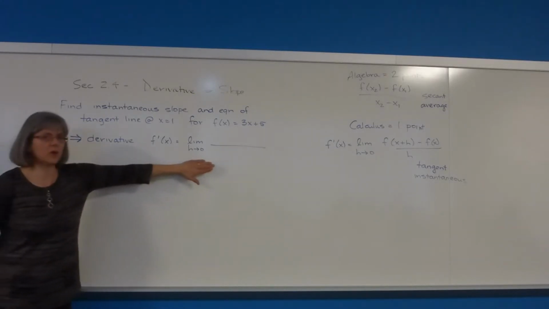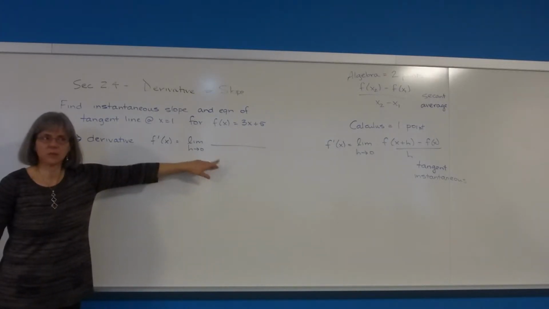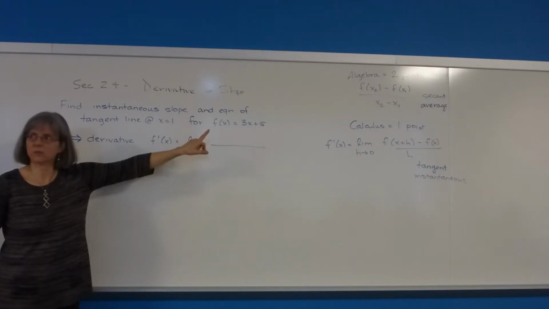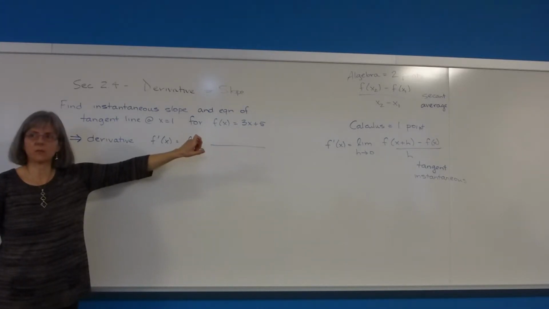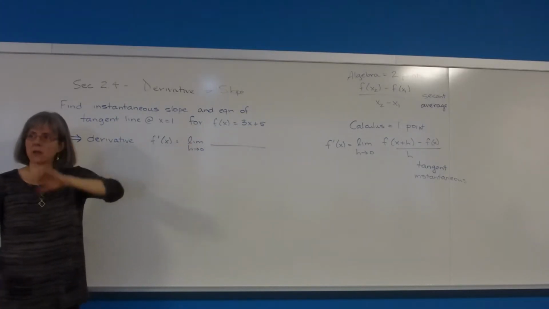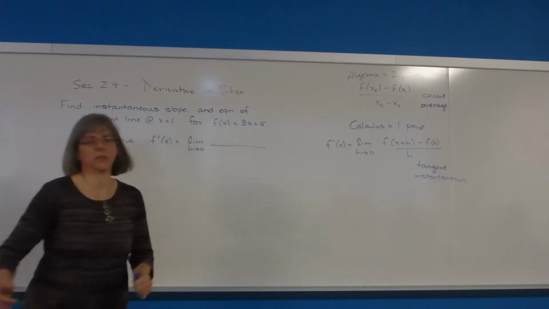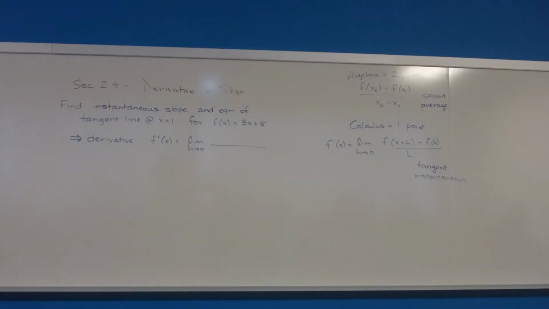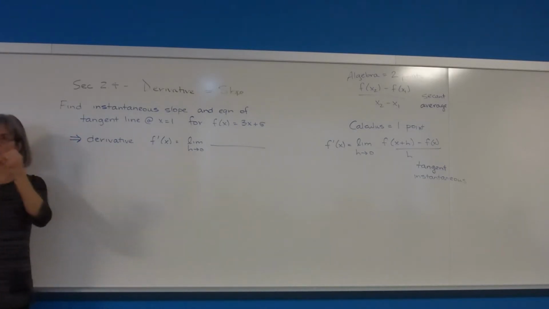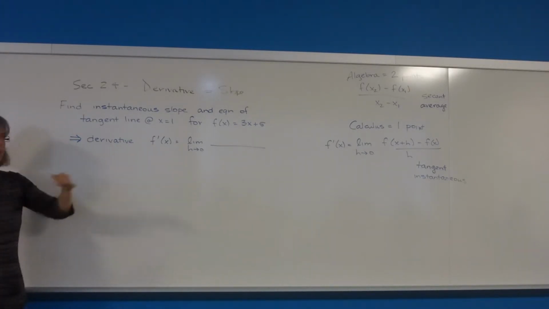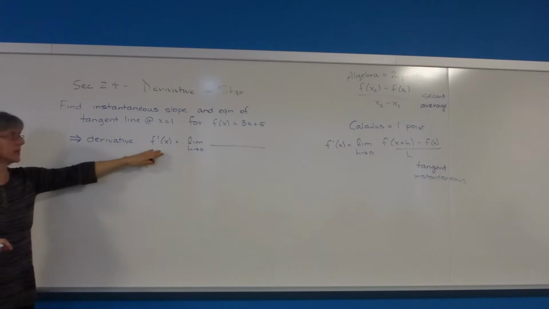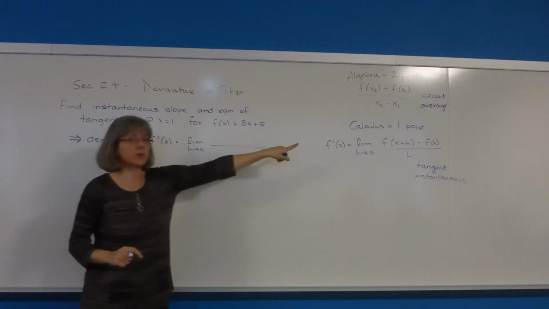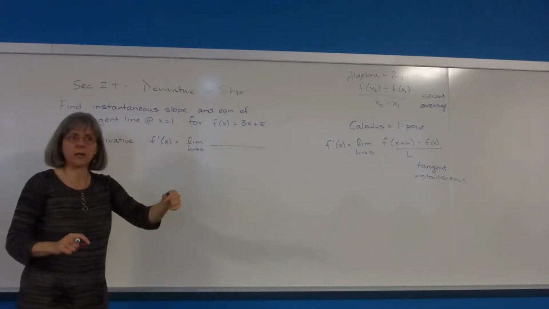So are people okay moving through this? Getting to f of x plus h? Anybody? Are we ready to look at that? No? All right. Okay, so anytime we see the word instantaneous slope or tangent, the first thing we do is find the derivative. The derivative is the limit of this difference quotient, which we've been doing a little bit each time.